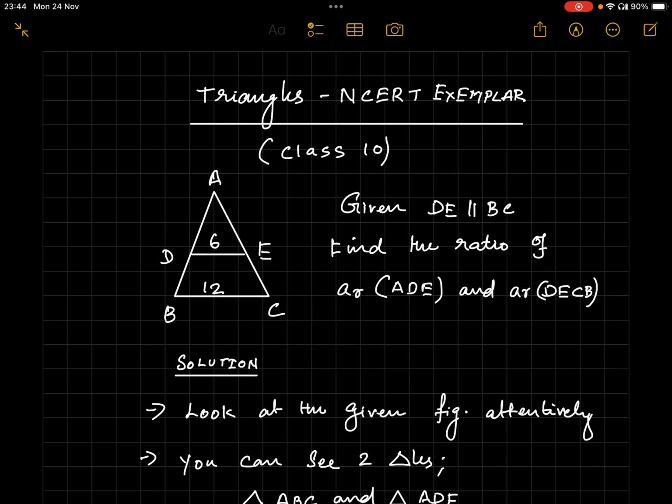A diagram has been given, and it's also been given that DE is parallel to BC. You are required to find the ratio between the areas of ADE, which is a triangle, and the area of DECB, which is a trapezium, because DE is parallel to BC. We are given that the length of DE is 6 units and the length of BC is 12 units.